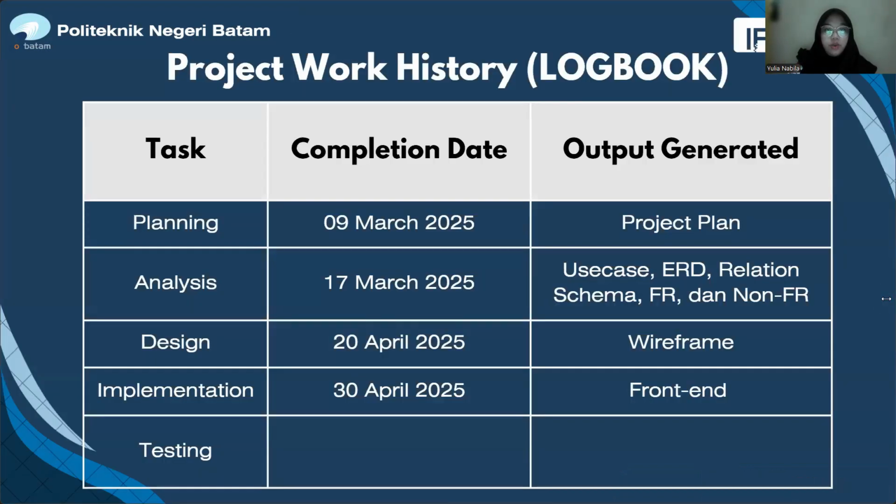Next, we have the project work history or logbook. We have done four tasks: planning, analysis, design, and implementation. And then we have the output generated: project plan, use case, ERD, relation schema, functional requirements and non-functional requirements, and then we have wireframes and front end.